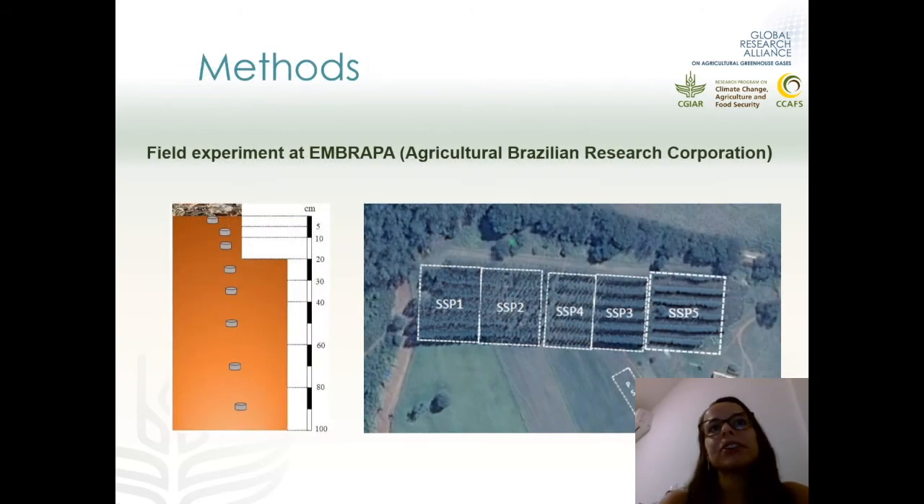My field experiment is located at Embrapa, the Brazilian Agricultural Research Corporation. In this experiment, there are 5 systems with different ages of implementation and densities of trees. We are going to open trenches in each system where we will collect undisturbed samples to assess the bulk density and samples to assess the carbon content. Other analyses for soil quality are made from these trenches too.